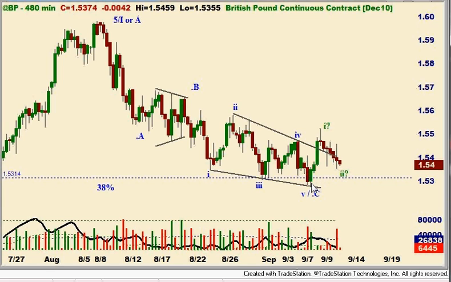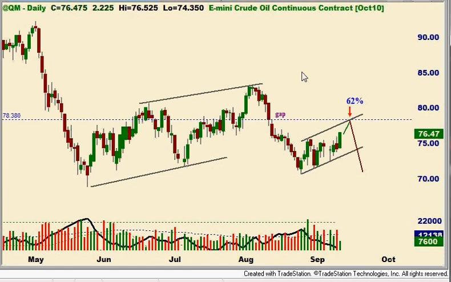Now, if we go through this low, all bets are off. However, if we hold and start to rally back above, say, the 155 level, I would look for this market to head substantially higher, and it could do so in a hurry. So certainly worth watching. And finally, here's crude oil.